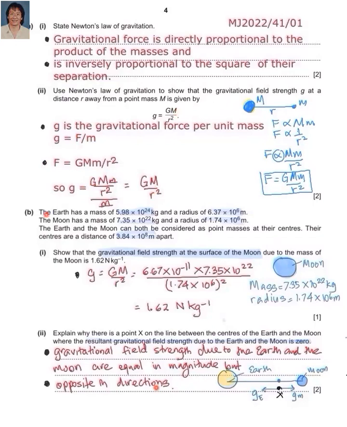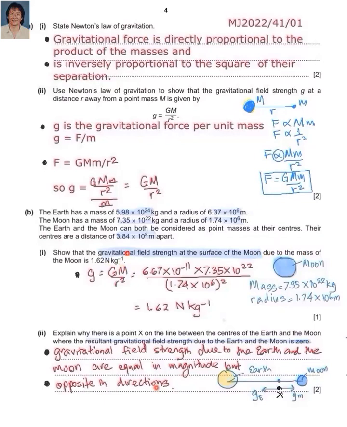Then in part B, the Earth has a mass of 5.98 times 10^24 kg and a radius of 6.37 times 10^6 meter. The Moon has a mass of 7.35 times 10^22 kg and a radius of 1.74 times 10^6 meter. The Earth and the Moon can both be considered as point masses at their centers. Their centers are at a distance of 3.84 times 10^8 meter apart. In part 1, show that the gravitational field strength at the surface of the Moon due to the mass of the Moon is 1.62 Newton per kilogram.